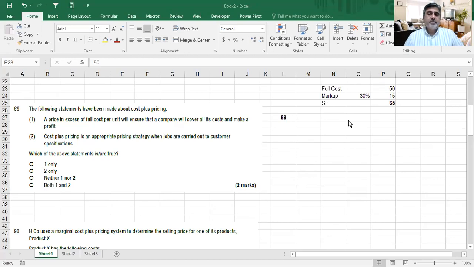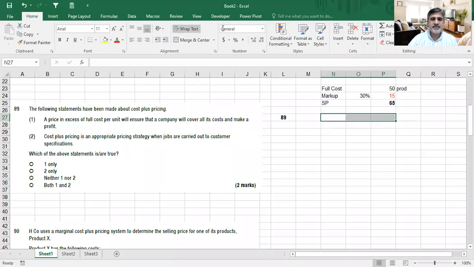It is false, because what we have added inside of full cost is only production cost. You might have non-production cost. How much markup have you added? $15. Maybe you have non-production costs which are $20. Then you are in loss, because you will make $15 markup, but then you will pay $20 for non-production. You will end up making a loss. So cost plus pricing does not ensure that.